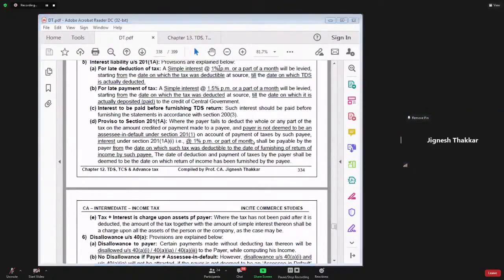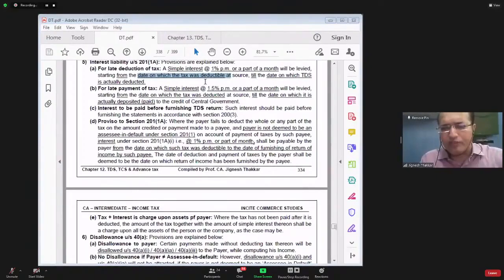1% interest is calculated on the amount of TDS for which period? The period starting on the date on which TDS was deductible, in our example 15th of February, and ending on the date on which TDS is actually deducted. But in our example, TDS is not actually deducted. So if you want to calculate interest, the starting date is available, the ending date is not available. Are you understanding what I'm trying to explain to you? Yes or no?